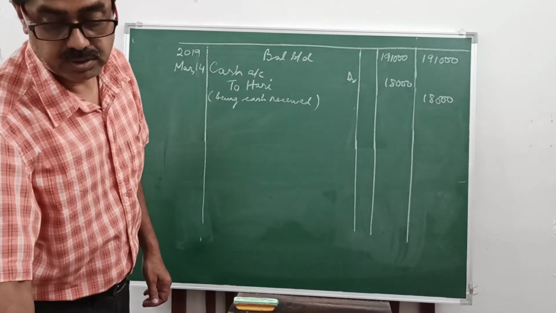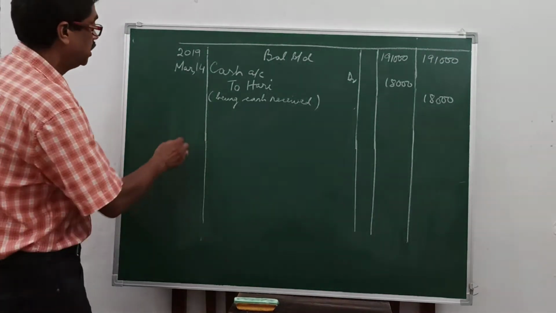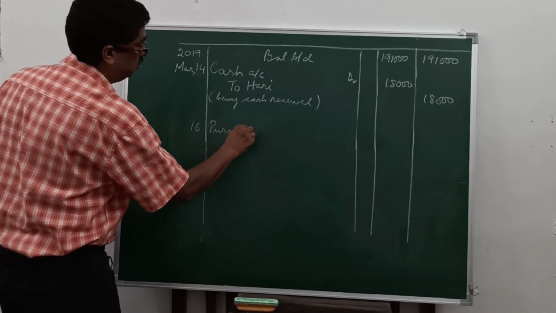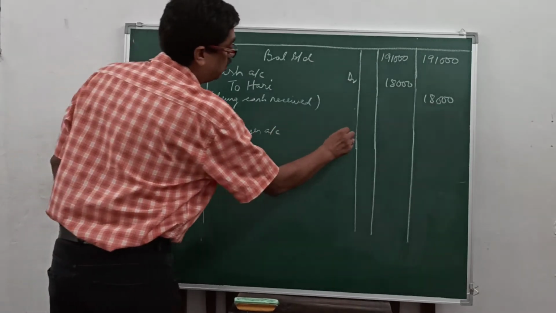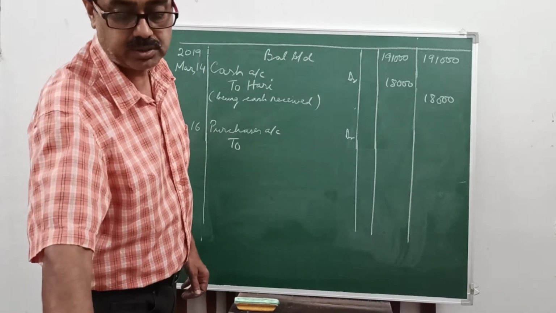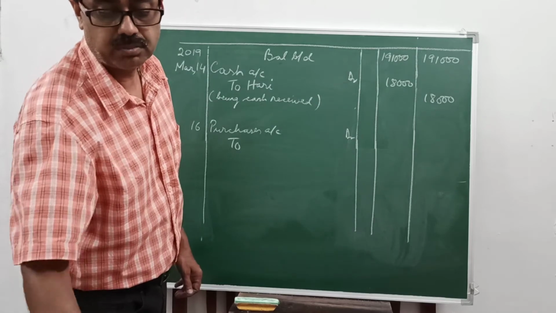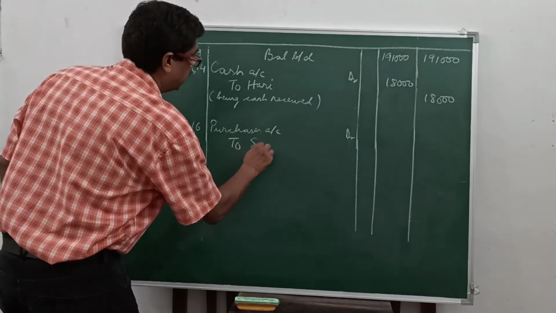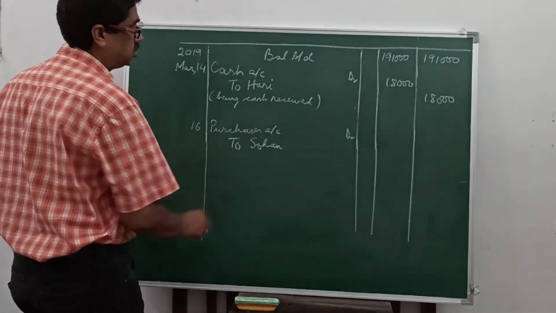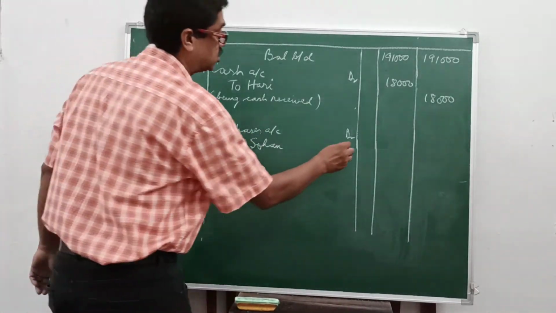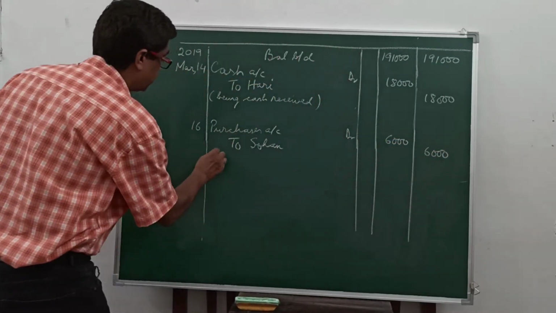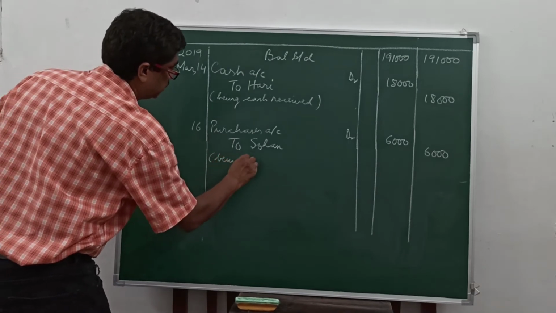Next we have transaction 16, purchase goods from Sohan. Leave a line. 16, goods are purchased, debit all expenses and losses, nominal account, purchases account will be debited to, let's see, whether it is a cash transaction or credit transaction. Now they have not mentioned for cash, but from Sohan, so credit the giver. So the personal account rule will apply. Sohan is a supplier who is giving the goods, amount being 6,000. Since it is a credit transaction, you write being credit purchases.